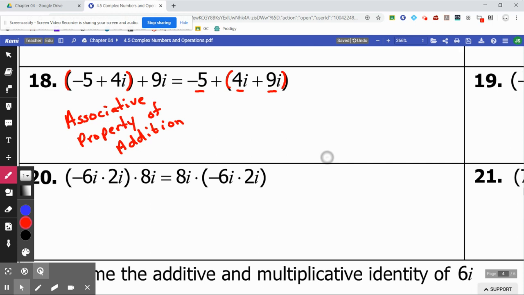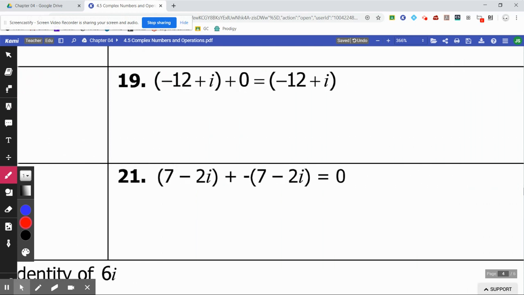Okay, number 19. You added 0, and it didn't change. It kept its identity. Anytime you add or multiply something by 0 or 1, and it keeps its identity, again, that's going to be the identity property, and this would be the identity property of addition.